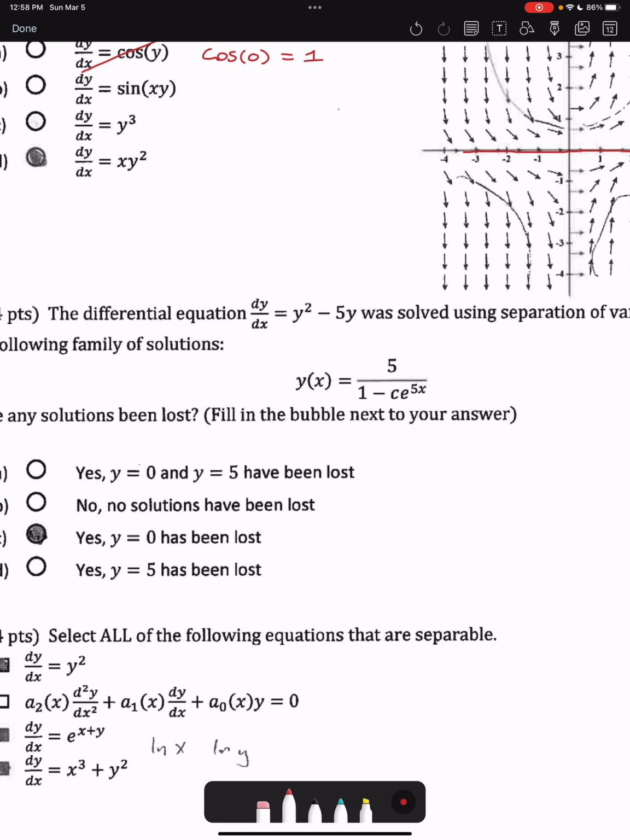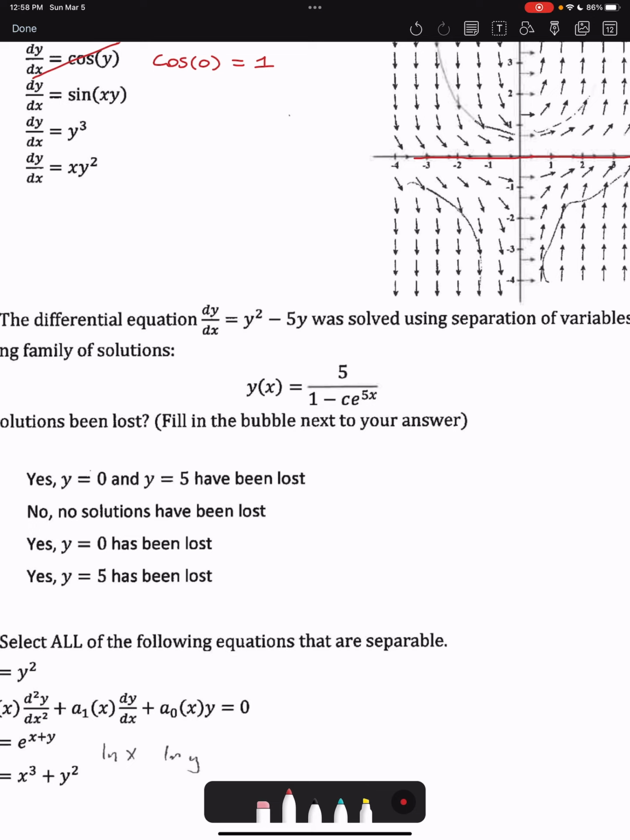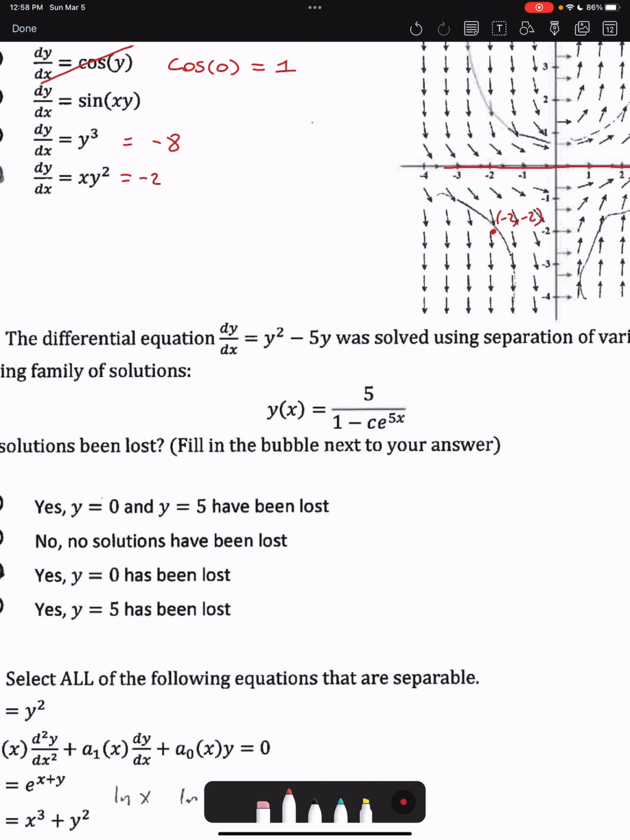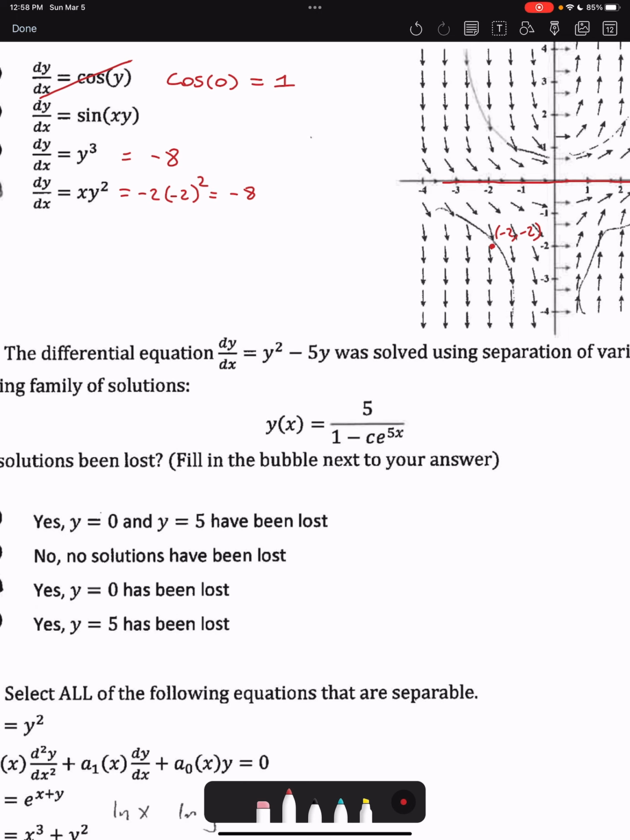Let's see. So let's just plug in some values and see. This is -2 comma -2. If I put -2 here, I get -8. But I don't get -8, so that could be true. Let's see this one. If I put -2, -2, I get -2 times -2 squared, which is equal to -8. This one could also be true.